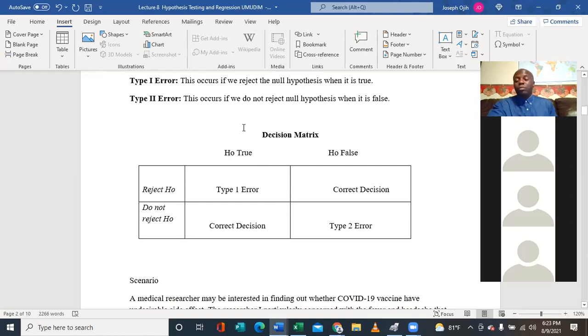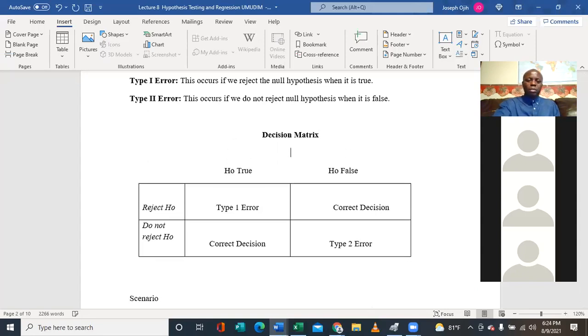So, like I said, the error usually occurs, but we try to reduce the chance of its occurrence as much as we can. Like in a confidence interval, if we say we are 95% confident, that means our chance of committing an error is 5%. And when we say 99% confidence level, our chance of rejecting a correct null hypothesis is only 1%. So how do we use this matrix to explain further what this error means?